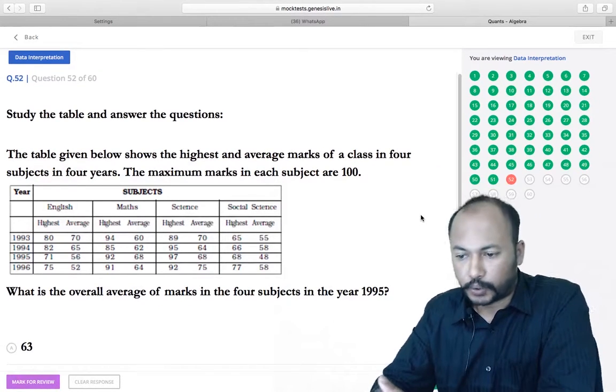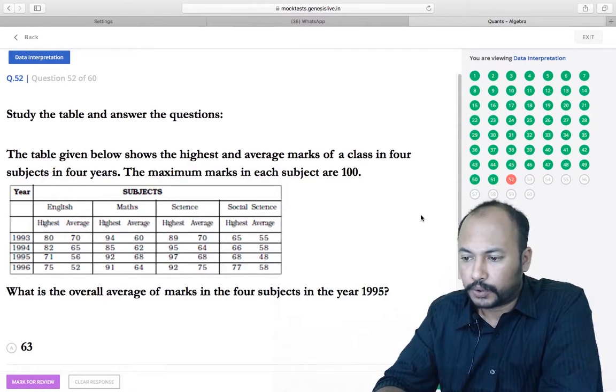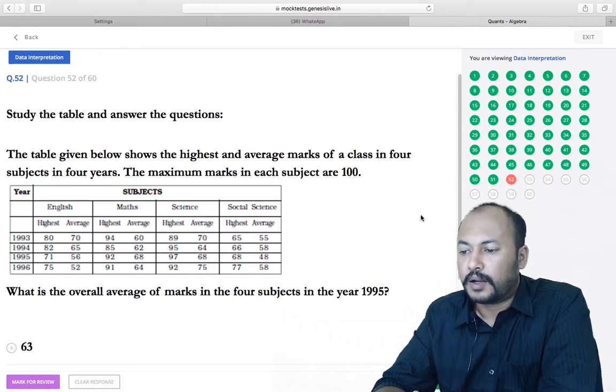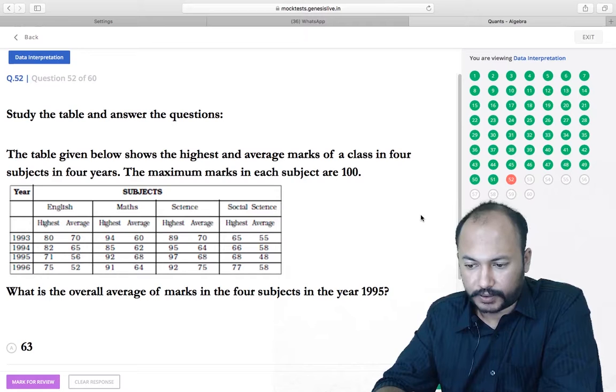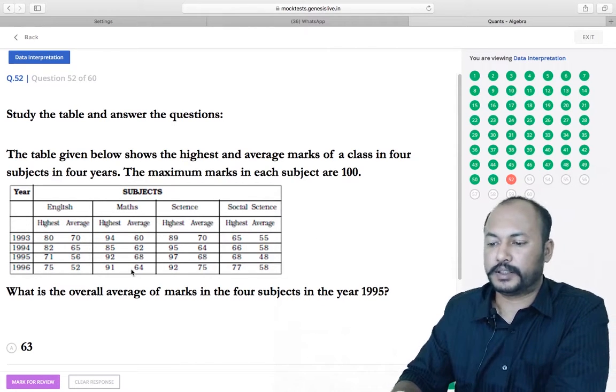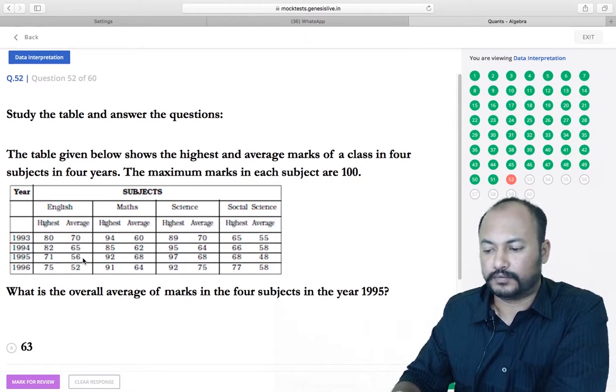Okay, question number 52 now. A new case. The table given below shows the highest and average marks of a class in 4 subjects in 4 years, 93 to 96. The 4 subjects are English, Math, Science, Social. Maximum marks in each is 100 anyways, okay. What is the overall average of marks in the 4 subjects in the year 1995? Great, okay, fine.